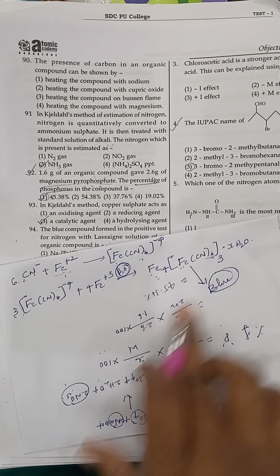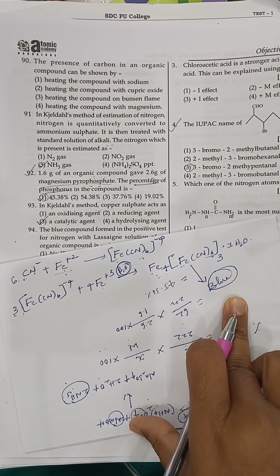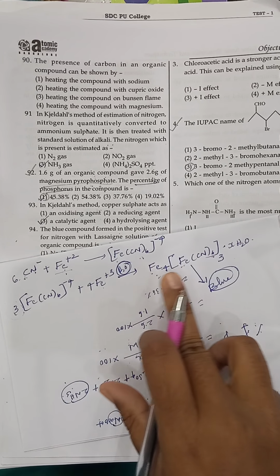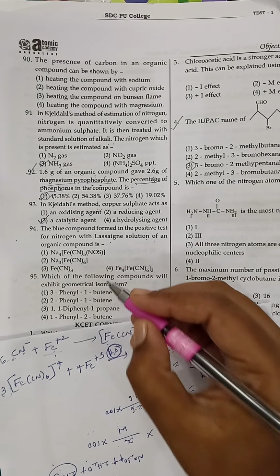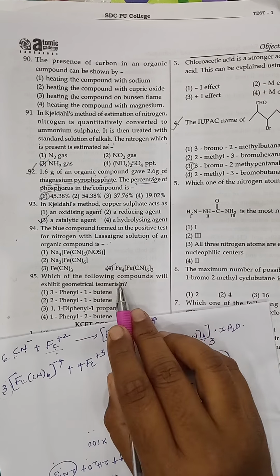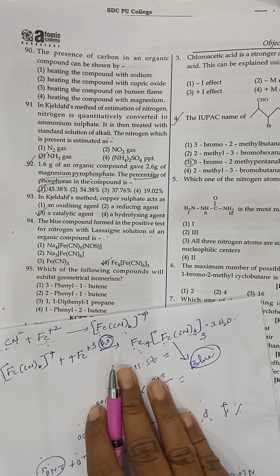That means in this Lassaigne's test, the blue color of the solution is due to formation of ferric ferrocyanide. So the answer is the fourth one, Fe4[Fe(CN)6]3. Now see the next bit.